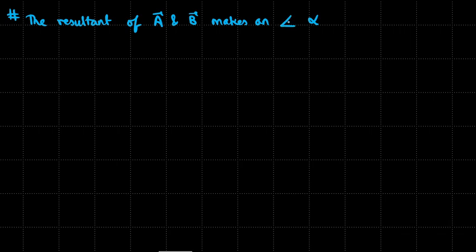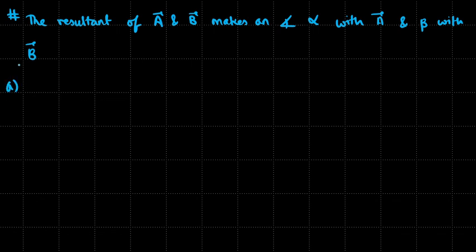We're gonna do another question, which is: the resultant of vector A and vector B makes an angle alpha. So let's write the angle symbol much better. Angle alpha with vector A and beta with vector B, then which of the following might be true?